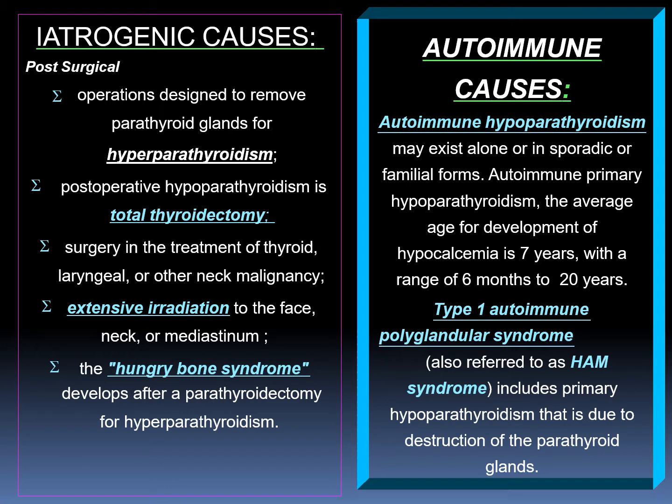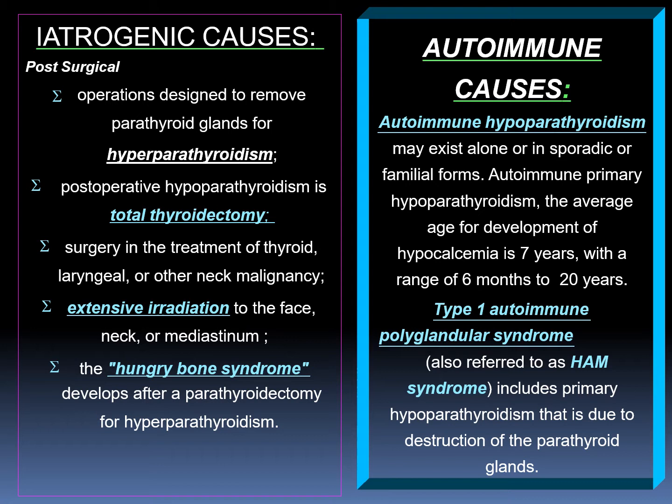Neck irradiation is a rare cause of hypoparathyroidism. Autoimmune infiltration or destruction is the most common non-surgical cause. Autoimmune hypoparathyroidism may be isolated or combined with other endocrine deficiencies. Autoimmune polyendocrine syndrome type 1 is known as autoimmune polyendocrinopathy, candidiasis, ectodermal dystrophy. Hypoparathyroidism is the only and most frequent endocrine deficiency seen in this syndrome.